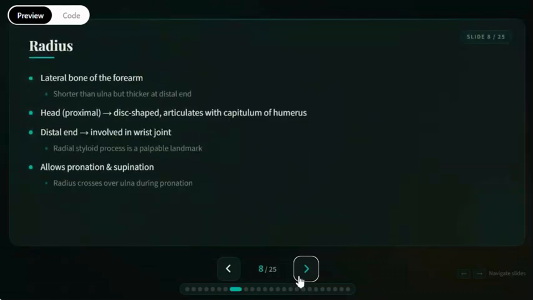7. Radius and ulna. The forearm contains two bones. The radius is located laterally and is involved in wrist joint movements. It plays a key role in pronation and supination. The ulna is located medially and forms the main structure of the elbow joint. The olecranon process of the ulna forms the tip of the elbow. Together, these bones allow rotation of the forearm, which is essential for hand positioning.